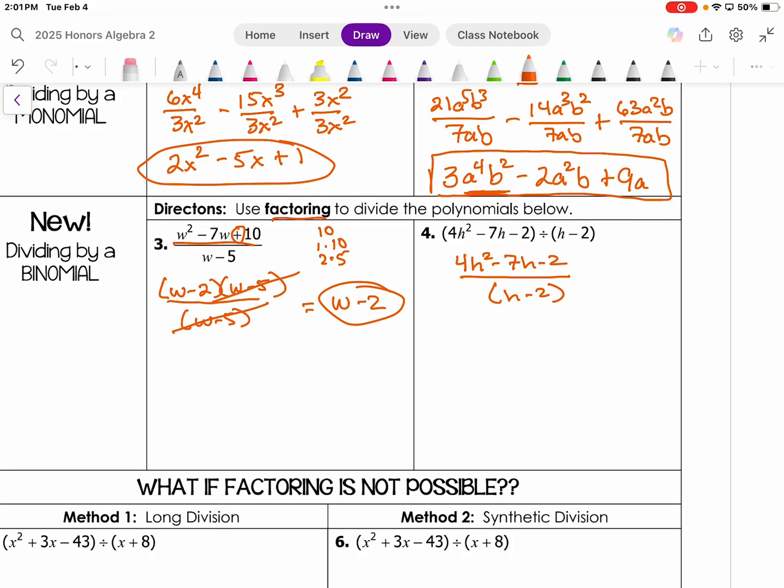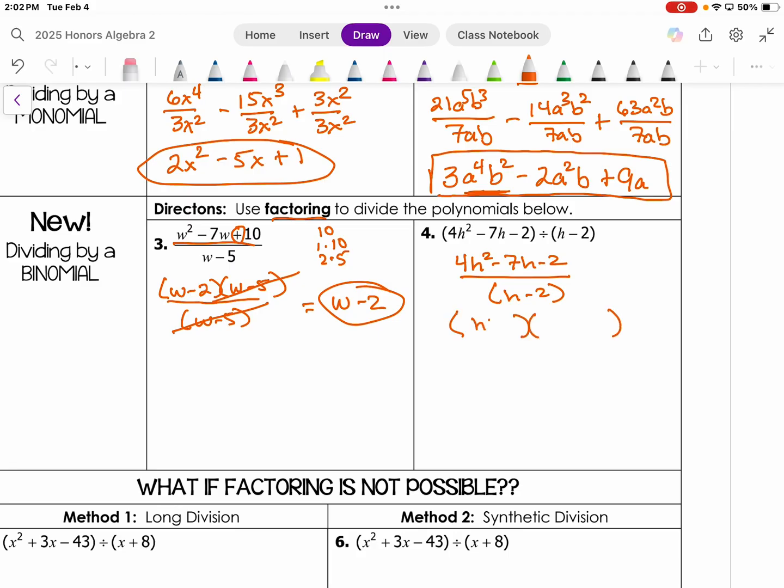No matter how many times I've said it over the years, I will still see kids do this. They'll say h cancels with h. It doesn't cancel. So the parentheses give me a boundary. If I'm going to do any canceling, h minus 2 as a whole has to go away. So now I'm going to go ahead and factor the top.